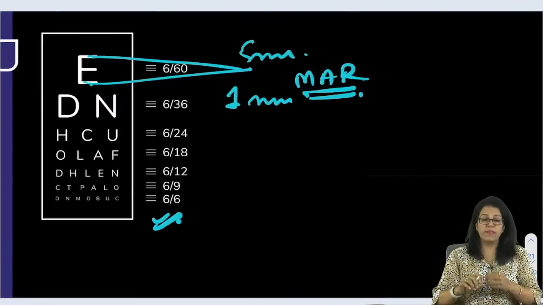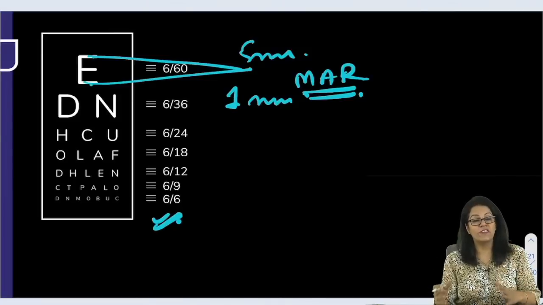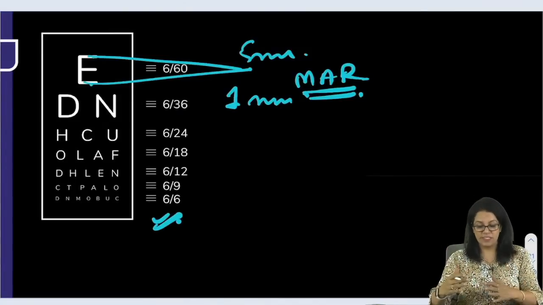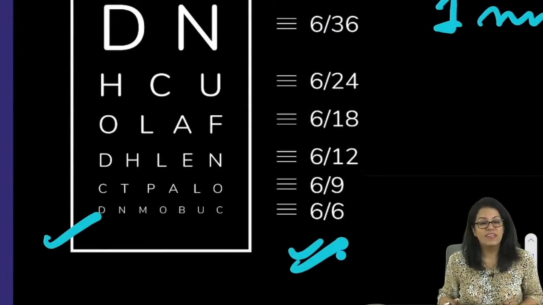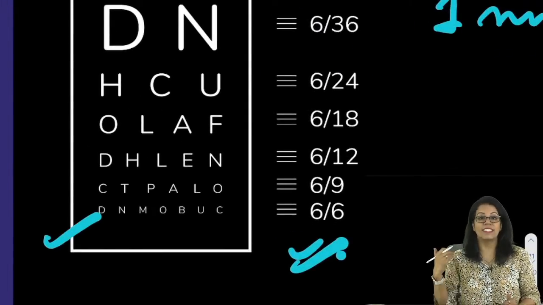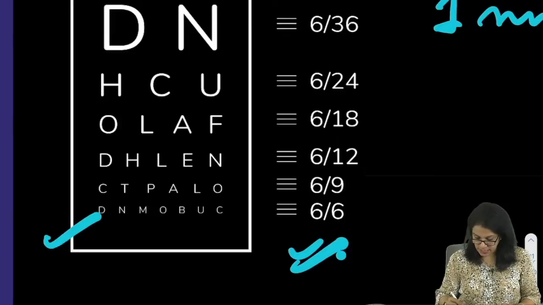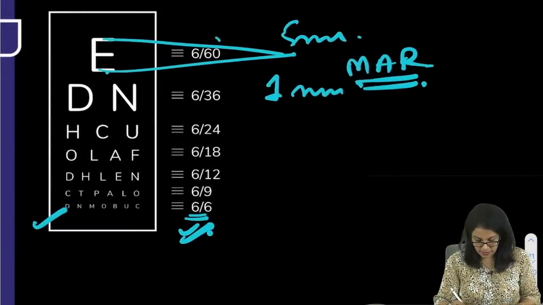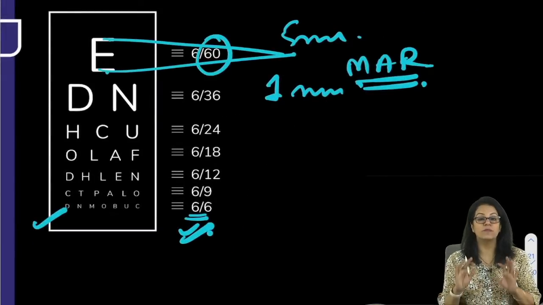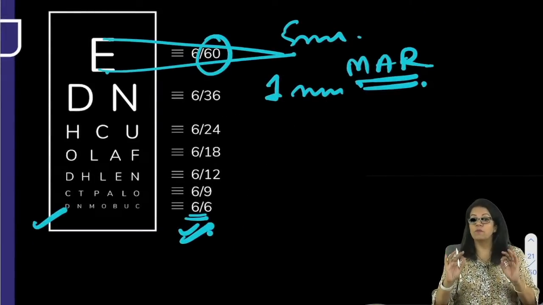So if every letter is subtending an angle of 5 minutes and the margin is 1 minute, what is the difference? E is so big and D N H O B U C is so small. So what is the difference here? Distance. The same angle is subtended here at 6 meter distance, but such a big letter will be at 60 meters. So your concept should be absolutely clear.